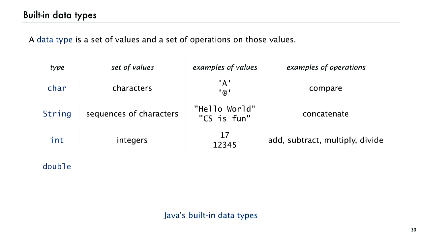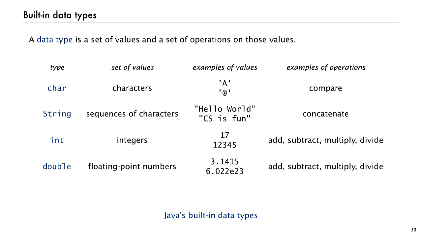We also work with real numbers. In Java, the data type double represents floating point numbers that you're familiar with from science. That's like 3.145 or 6.022 times 10 to the 23. Floating point numbers are approximations to real numbers that usually approximate the numbers that we want. And again, we can perform the operations of add, subtract, multiply, and divide.